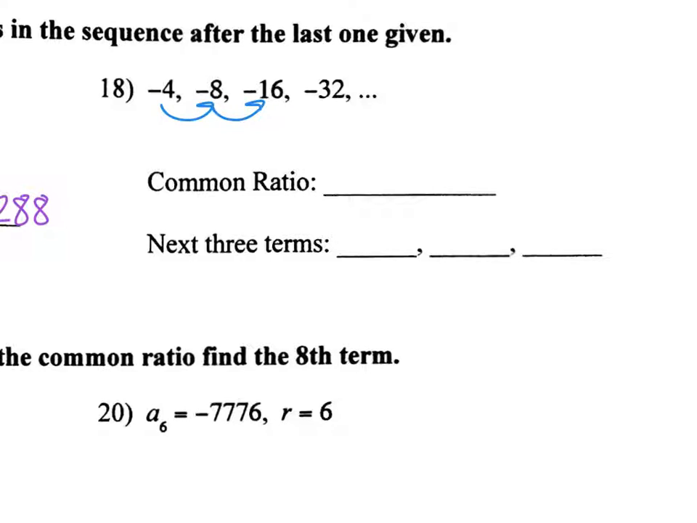18, we want to map the pattern. It looks like here we are multiplying by 2. It's positive 2 this time because the signs aren't changing, so multiply by 2. And then to continue that pattern, I'm going to get -64, -128, and -256.